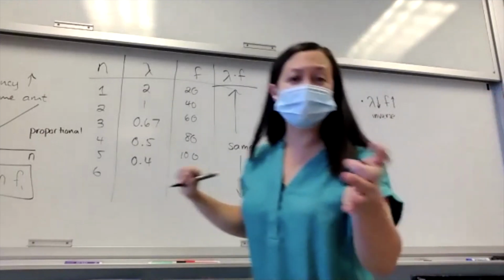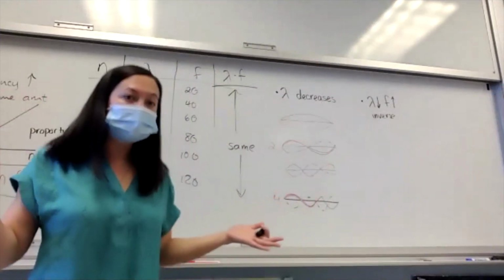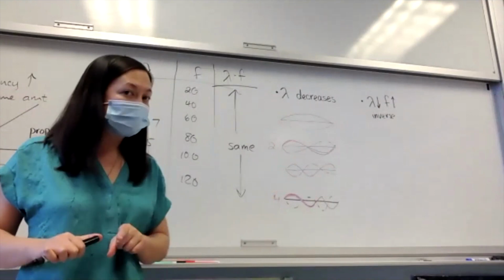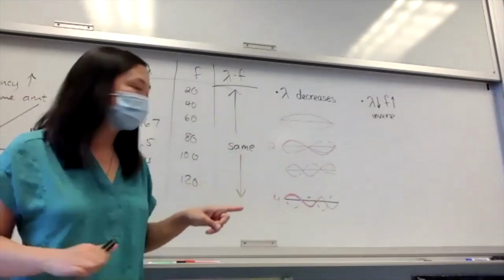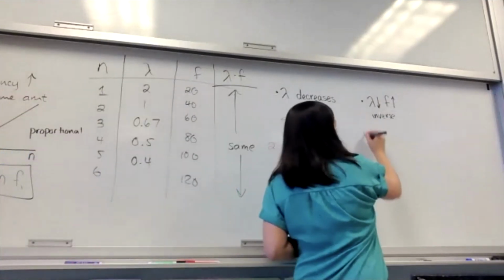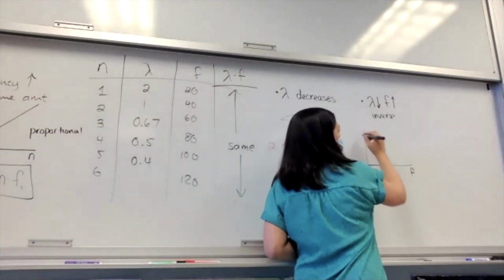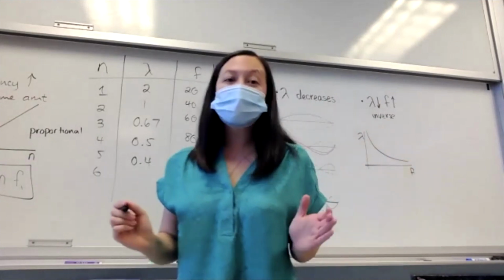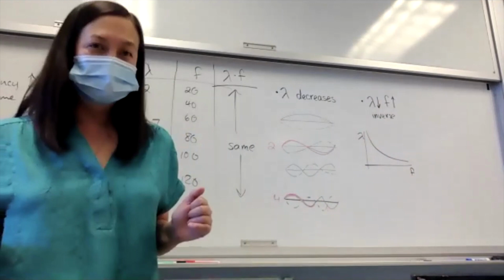their group had asked me earlier, they're like, well, which do I put on the y-axis? Which do I put on the x? It actually doesn't matter because it's an inverse relationship. So let's say I put frequency here and wavelength here. Even if I switch the axes, it still gives an inverse relationship.